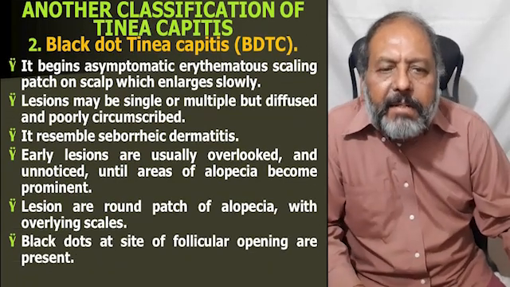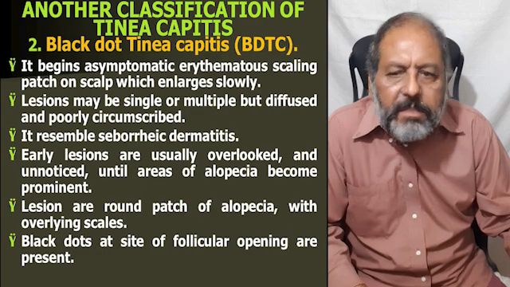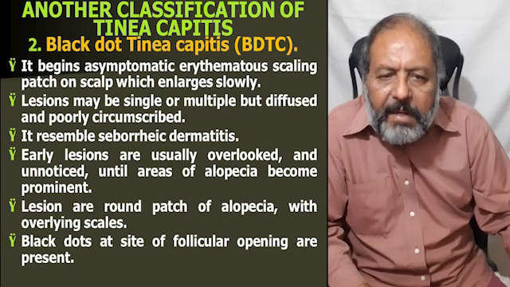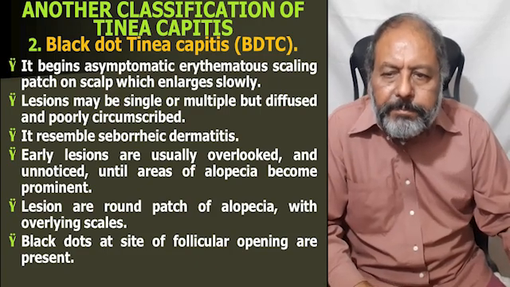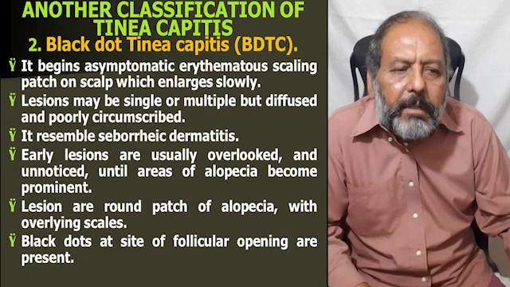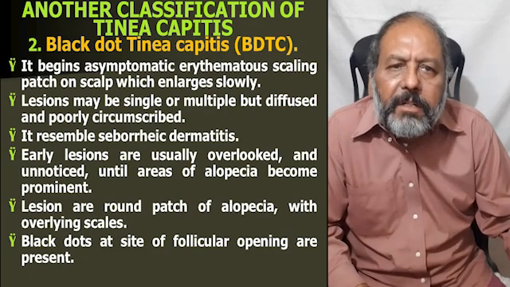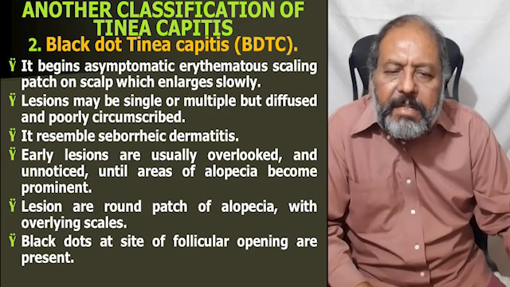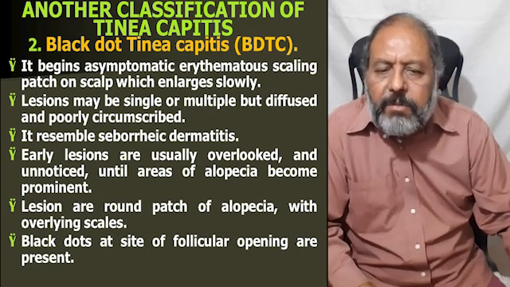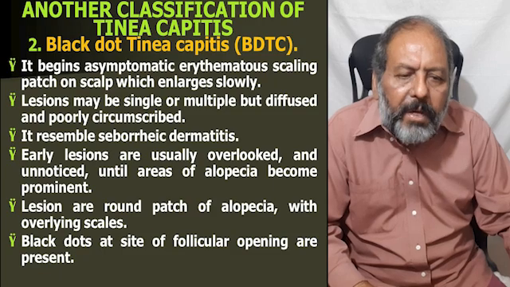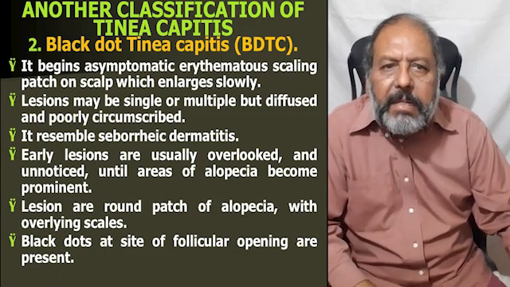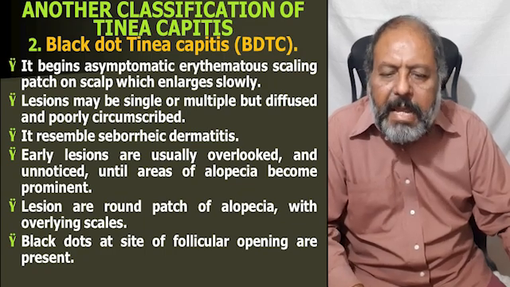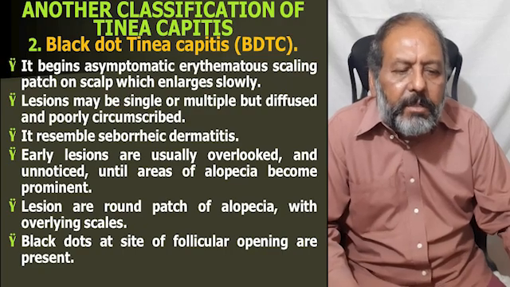Number two is black dot Tinea capitis, BDTC. It begins as an asymptomatic erythematous scaling patch on the scalp which enlarges slowly. Lesions may be single or multiple but diffused and poorly circumscribed. It resembles seborrheic dermatitis. Early lesions are usually overlooked and unnoticed until areas of alopecia become prominent. Lesions are round patches of alopecia with overlying scales. Black dots are at the site of follicular openings.